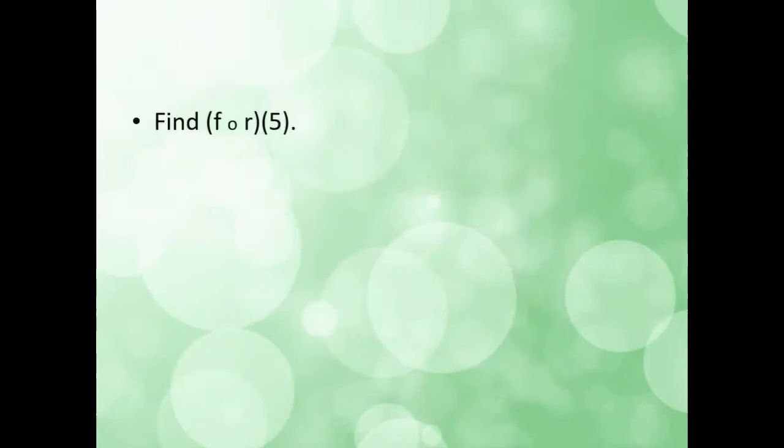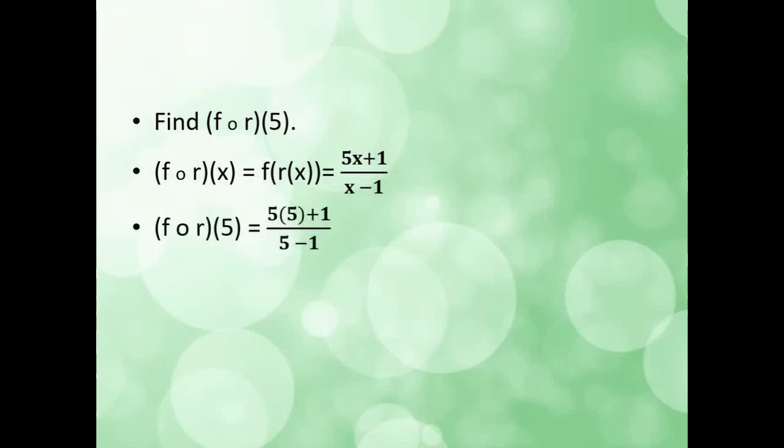So lastly, find f circle r of 5. We know that f circle r of x is just equal to 5x plus 1 over x minus 1. So you simply substitute x equal to 5. So f circle r of 5 is equal to 5 times 5 plus 1 over 5 minus 1. That is equal to 25 plus 1 over 4. So the answer is 26 over 4.